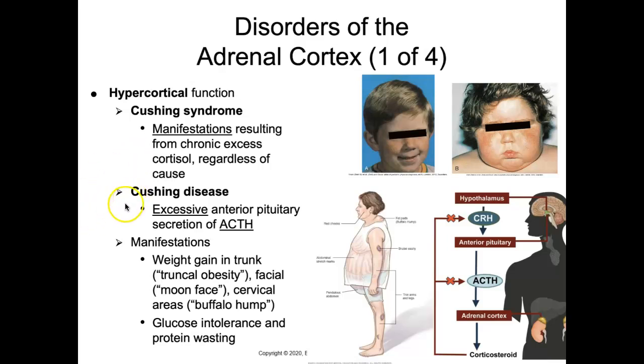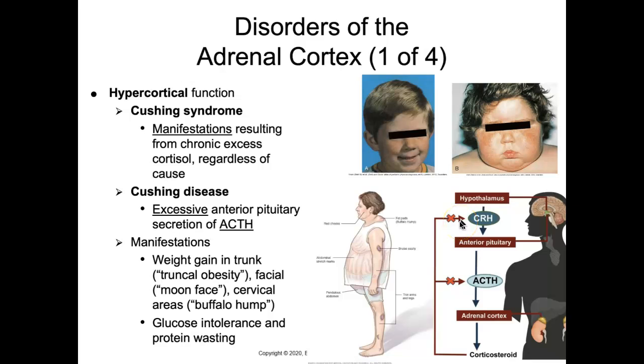And we have Cushing disease, where we have excessive anterior pituitary secretion of ACTH. So just to remind you of that pathway, the hypothalamus is going to secrete our corticotropin releasing hormone. That goes to the anterior pituitary gland, tells it to secrete ACTH, which then travels to the adrenal cortex and tells it to release the corticosteroid or cortisol. And then, of course, we have our negative feedback loop here.